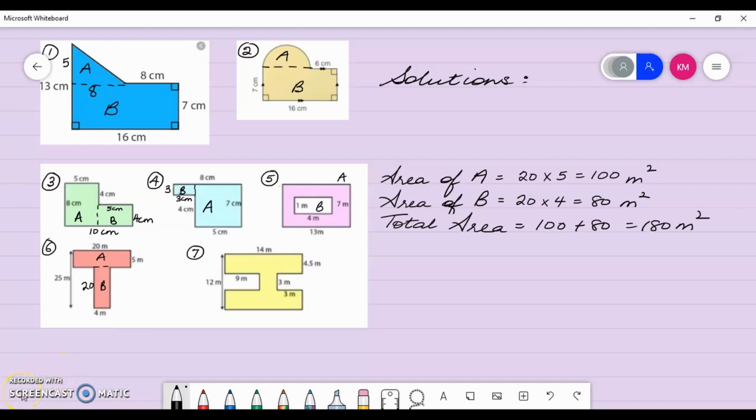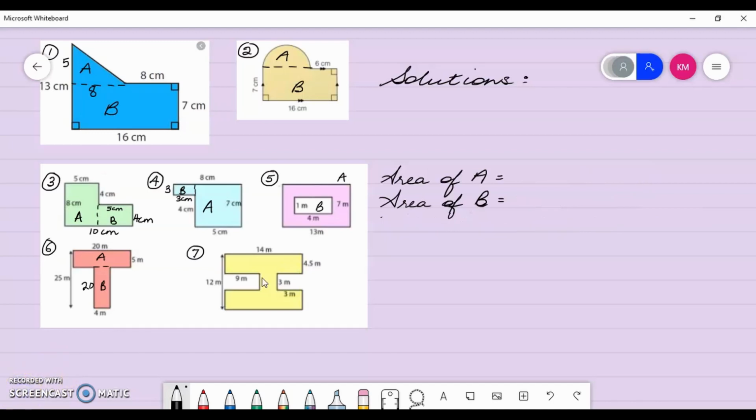Let's take a look at that last question. I can divide the shape here as well as here, and I will actually have 3 shapes for this one. So I'm going to call it A, B, and C. The length of my rectangle A is 14 and my width is 4.5. So to find the area of that one, it's just 14 multiplied by 4.5 to give me 63 meters squared. Area of B, I'm seeing this distance, this vertical distance here as 3.